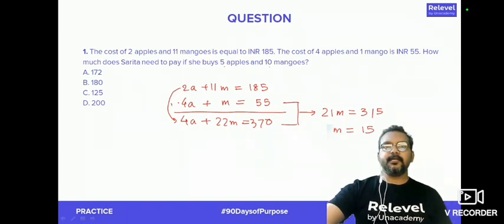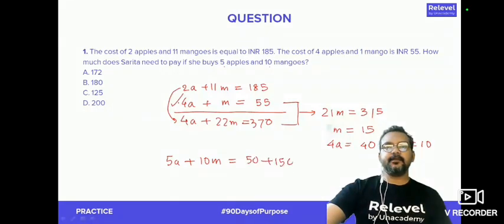From the second equation, we will get 4 apples is equal to 40. So 1 apple is 10. So 5 apples plus 10 mangoes. So 5 apples is 50, 10 mangoes is 150. So 50 plus 150, so that's 200. So option D.